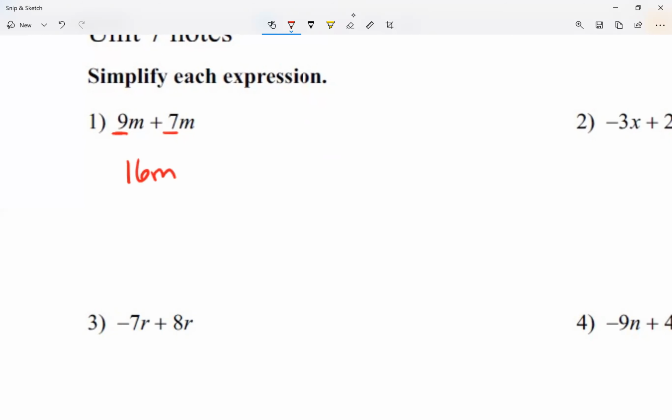All I'm going to do is add, or combine, the numbers in front of the letters. Make sure the letter is the same thing. Notice my letter was m in all my cases, so I'm not going to switch the letter. I'm just going to combine the coefficients. Okay, let's take a look at question number 2.